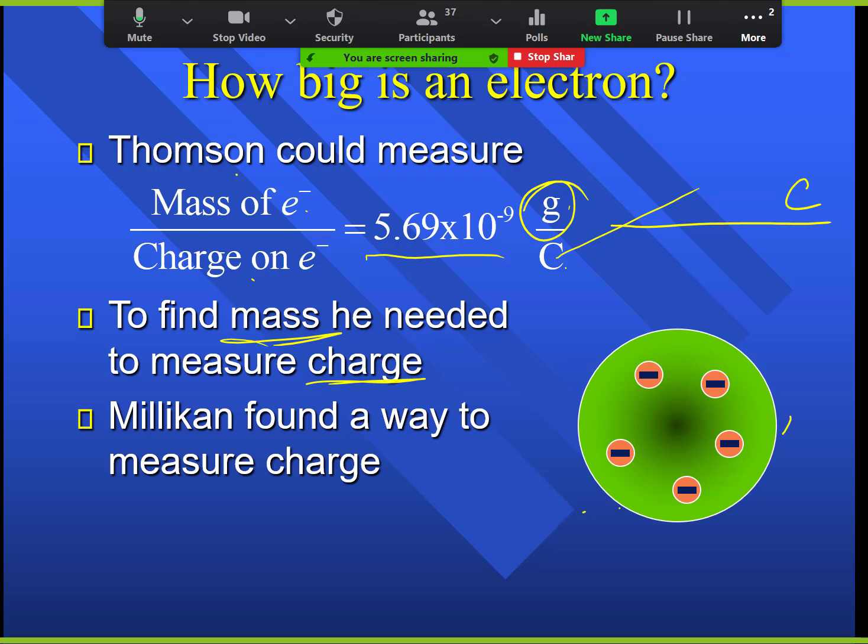Millikan said, I want to find out about those electrons, so I am going to set up an experiment that will tell me about those electrons. It's a pretty complicated experiment in terms of all the pieces that go into it, but the idea behind it is pretty simple. So let's look at Millikan's experiment.